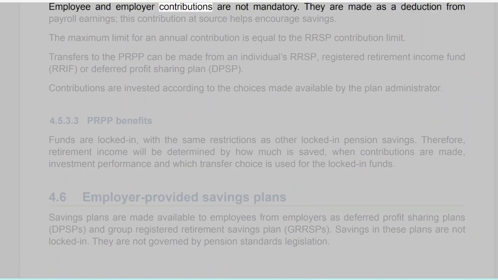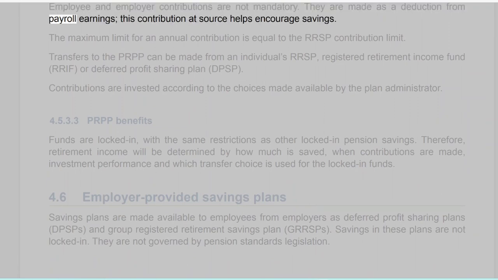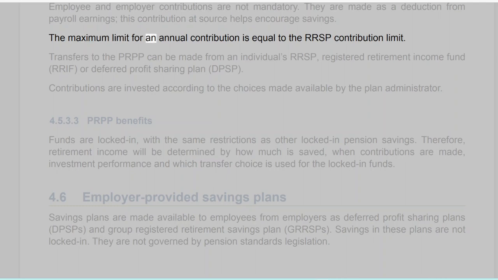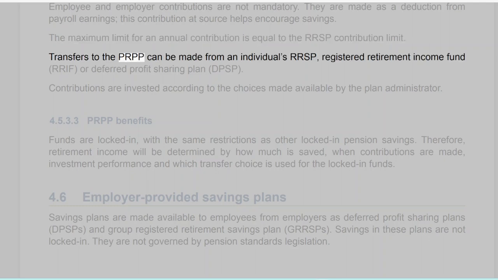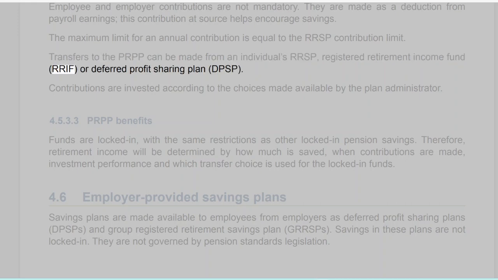Employee and employer contributions are not mandatory. They are made as a deduction from payroll earnings. This contribution at source helps encourage savings. The maximum limit for an annual contribution is equal to the RRSP contribution limit. Transfers to the PRPP can be made from an individual's RRSP, Registered Retirement Income Fund, RRIF, or Deferred Profit Sharing Plan, DPSP.